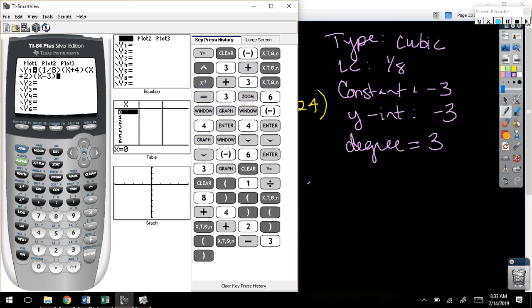Wait, do you want to type it in? The equation? Yeah, because I'm going to show you how to use your calculator to find the critical points. Because you need the coordinates of those critical points.